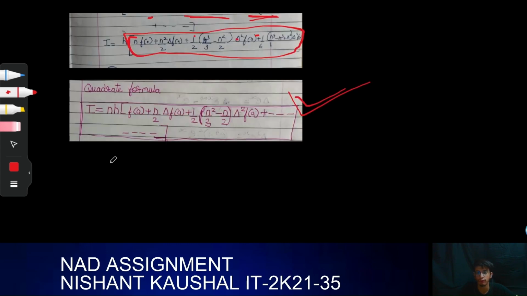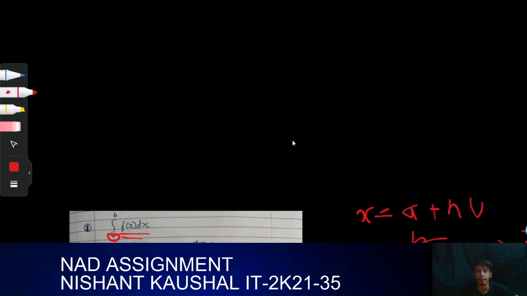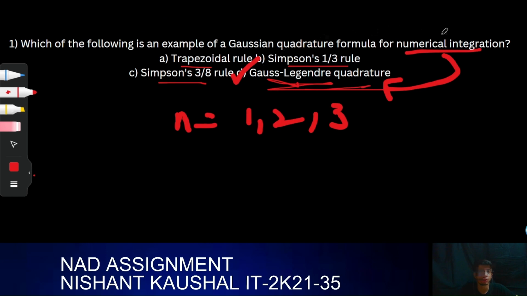Now from here, if we want to find the value of, let us say, Simpson one-third rule or trapezoidal rule: for trapezoidal rule we will put n equals 1. For Simpson one-third rule we will put n equals 2. For Simpson three-eighth rule we will put n equals 3, and we will get this formula, right? So which of the following is a Gaussian quadrature formula for numerical integration? It will be the Gauss-Legendre formula.